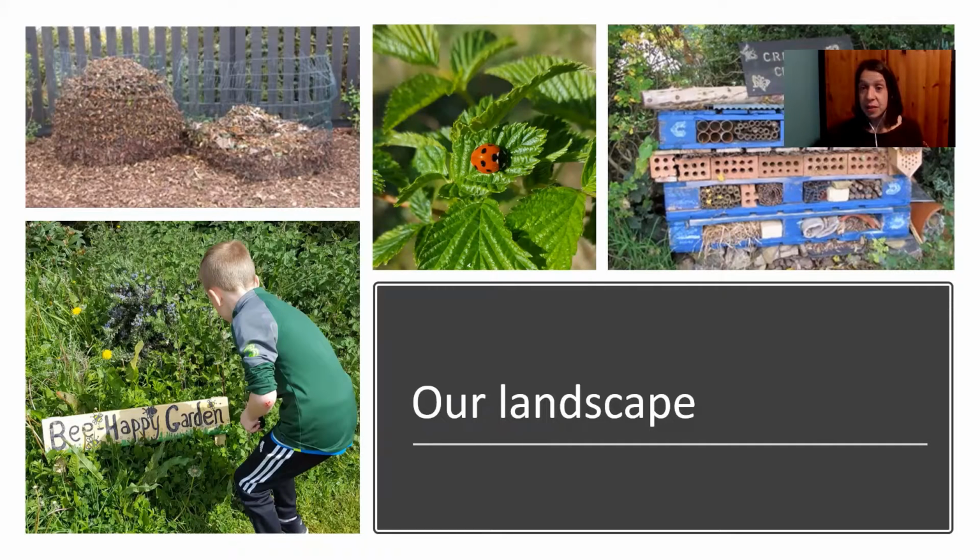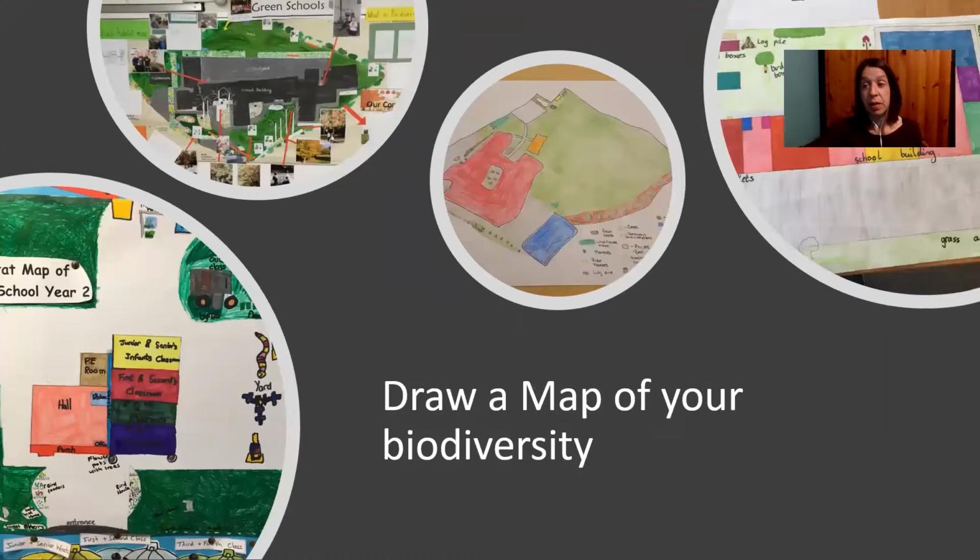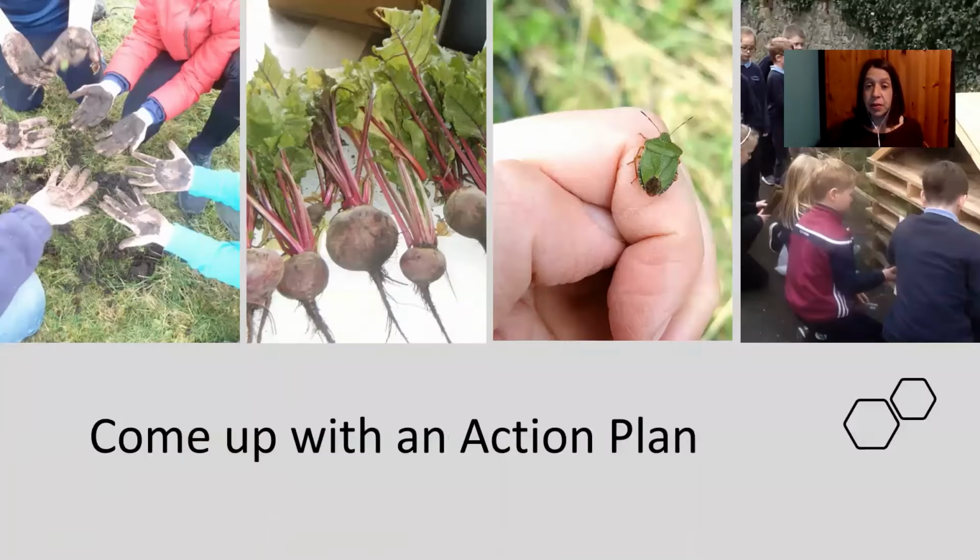The best thing to do to start is to map the area you're hoping to improve. So draw a map of the animals and plants that you already find there before you start making any changes. And once you've drawn that map up, then you can come up with ideas of how you can improve the situation and create more biodiversity in your area. So once you know where your starting point is, you can draw a plan of action.